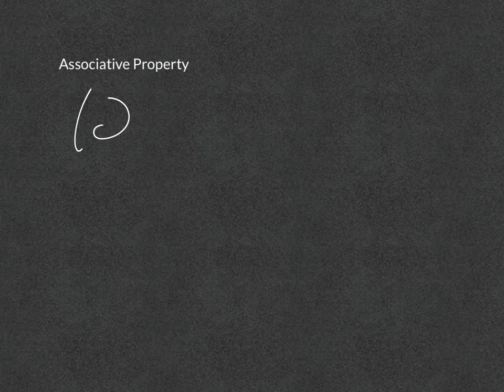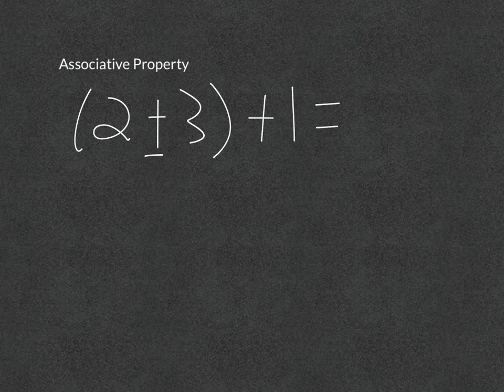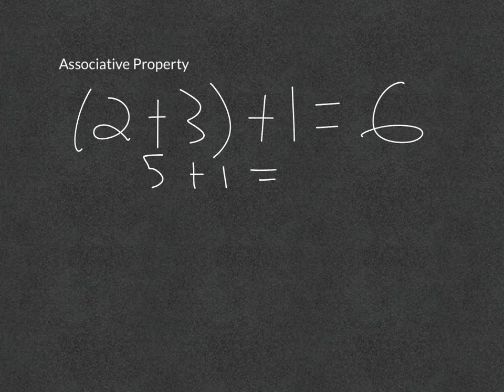So what this means, we need to use parentheses here, but let's not use letters yet. Let's do 2 plus 3 plus 1. What does that equal? 2 plus 3, we do parentheses first, right, is 5 plus 1, so 6. We know that the final answer there is 6.